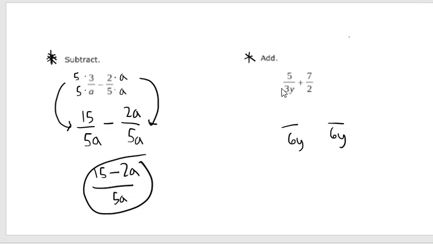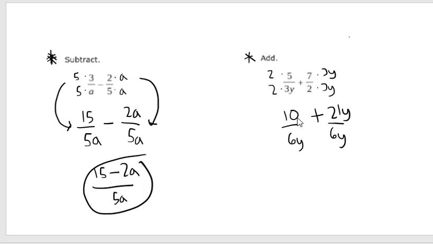So now to get from 3y to 6y, we had to multiply by 2, which means we have to multiply the top by 2, which makes a 10. To get from 2 to 6y, we have to multiply by 3y, which means we have to multiply the top by 3y, and 7 times 3y gives us 21y. Okay? Now we can add these two together.